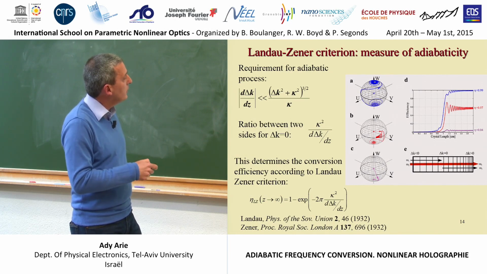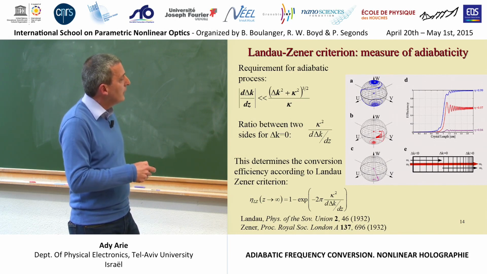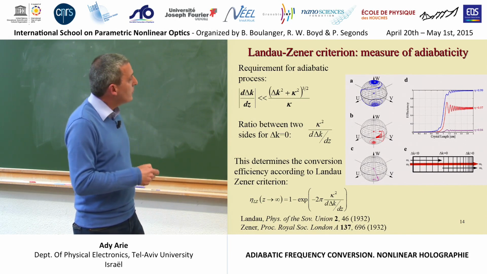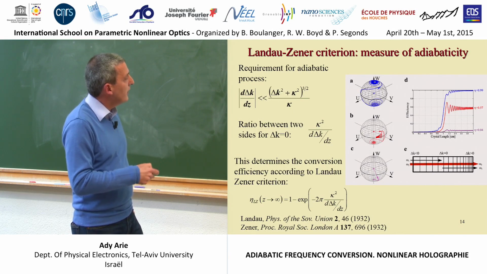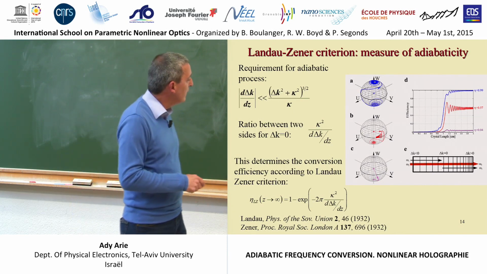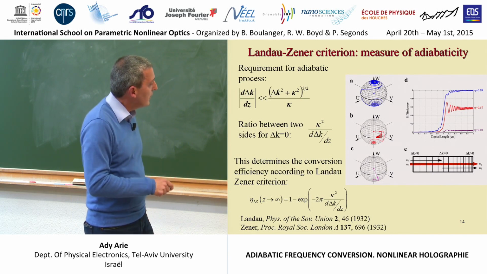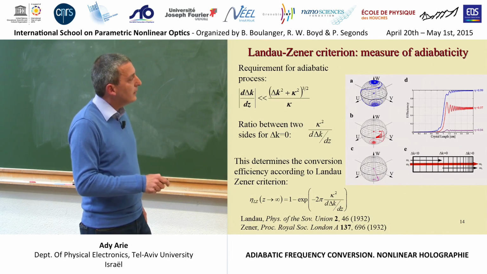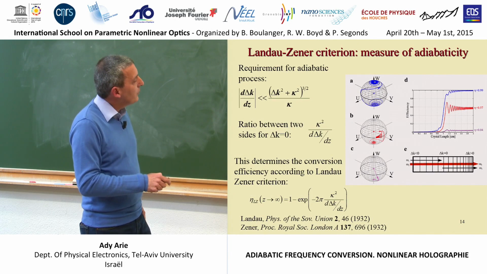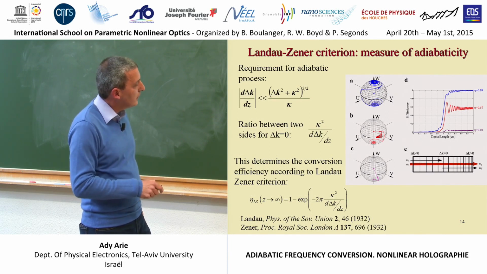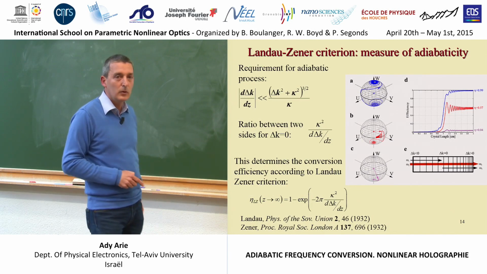So the ratio between them is kappa to the power of 2 divided by d delta k dz. If this is much larger than 1, then everything is okay. But if it's less, then this would be the efficiency. This is the Landau-Zener criterion. If I fully satisfy this criterion, I get 100% conversion. But if I'm not fully there, then the efficiency will be smaller. And this is the same thing on the Bloch vector.